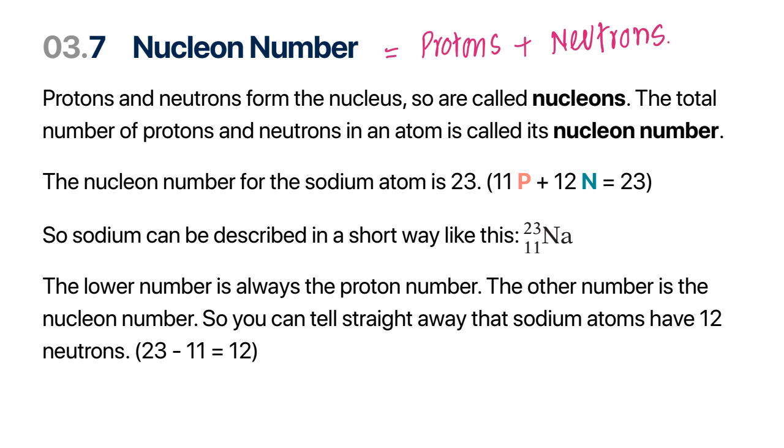Now, why is this number useful? Why do you think? Protons and neutrons are the only two particles out of the three that have mass. Electrons barely have any weight, but protons and neutrons are the only subatomic particles that have mass. So they contribute to the mass of the atom. To have the nucleon number is to know how many protons and neutrons you have.